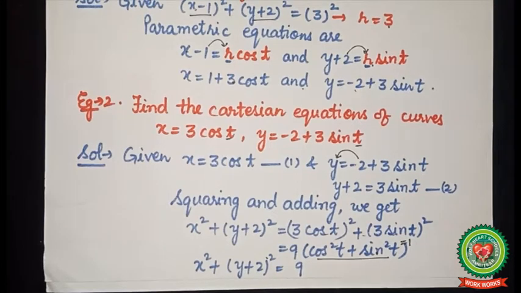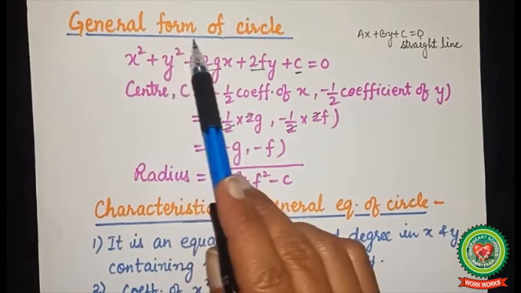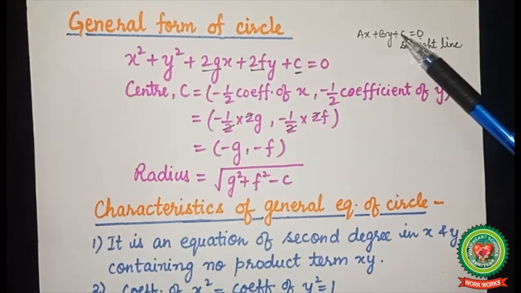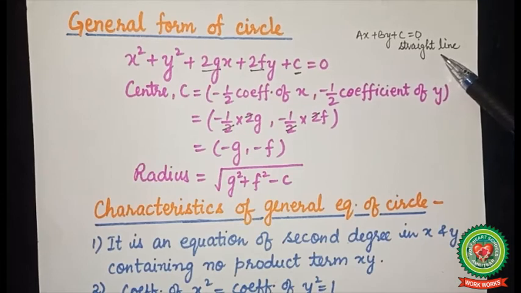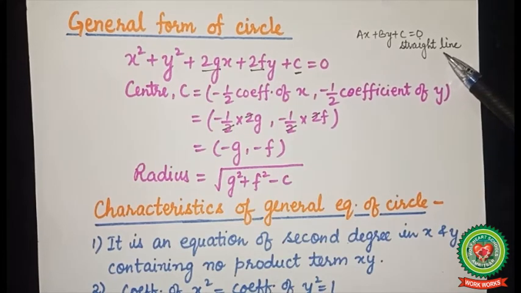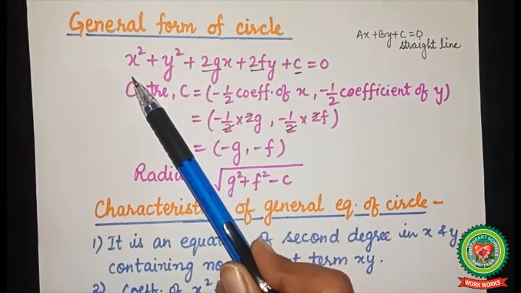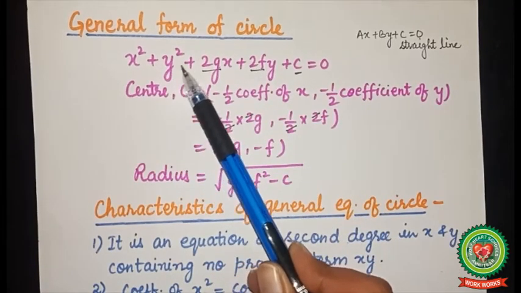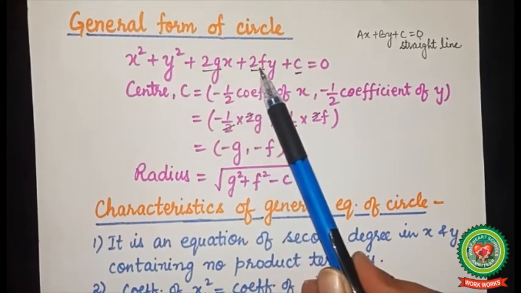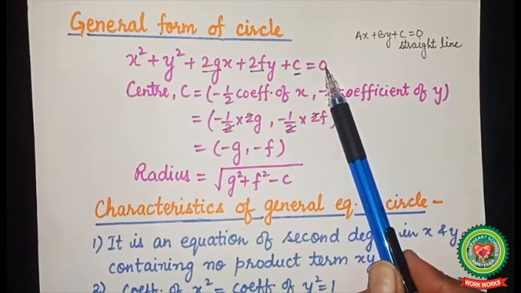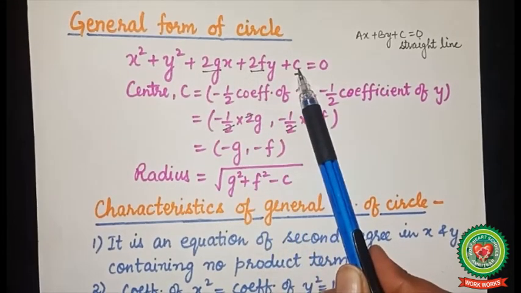Now, next is general form of circle. As we have already done in straight line, ax plus by plus c equal to 0 is a general form of the straight line. Similarly, we will study about the general form of circle. So it is x square plus y square plus 2gx plus 2fy plus c is equal to 0. This is the general form.